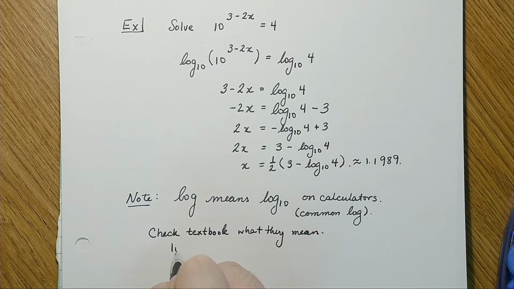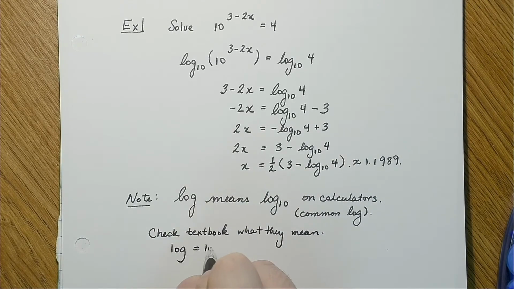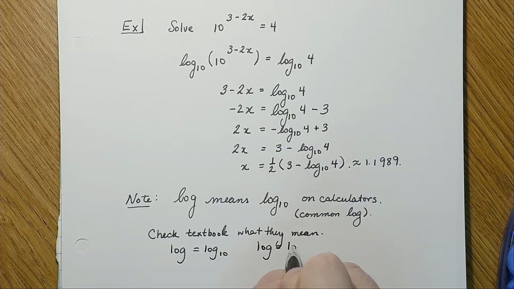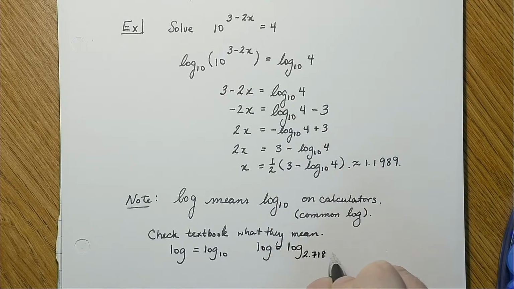Because sometimes they may define that log is equal to log to the base 10, or sometimes they mean that log is equal to log to the base 2.718..., which is a transcendental number, which we call e, but that's something that we'll get to in the next lecture.